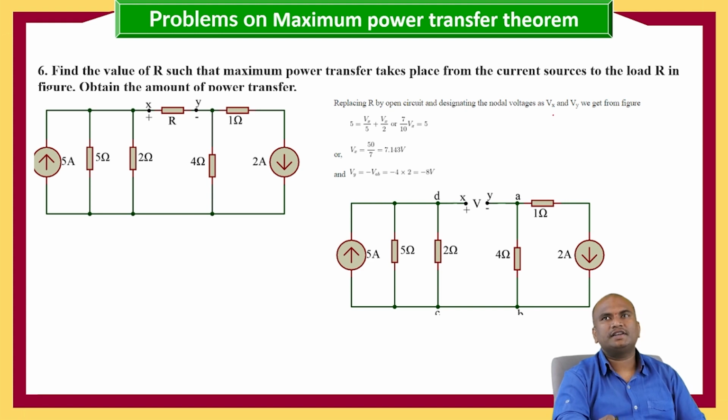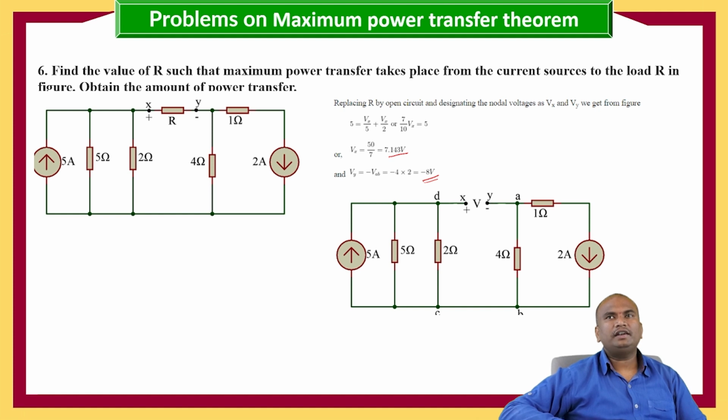we can declare the nodal voltages as Vx and Vy. So here, Vx by 2 plus Vx by 5 is equal to 5 amperes. Or 7 by 10 into Vx is equal to 5, where Vx is equal to 50 by 7, that is equal to 7.143. And here the Vy value is minus Vab, which is equal to minus 4 into 2 amperes, which is equal to minus 8 volts.